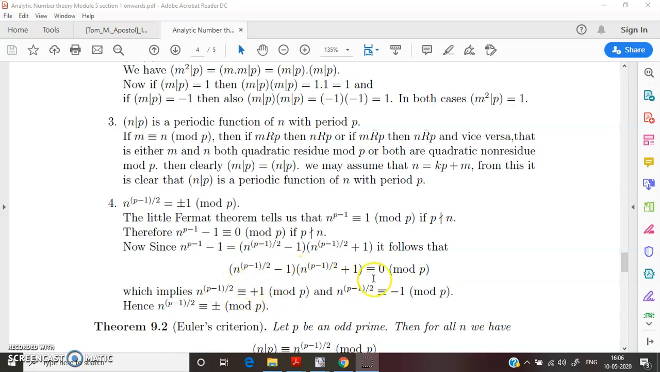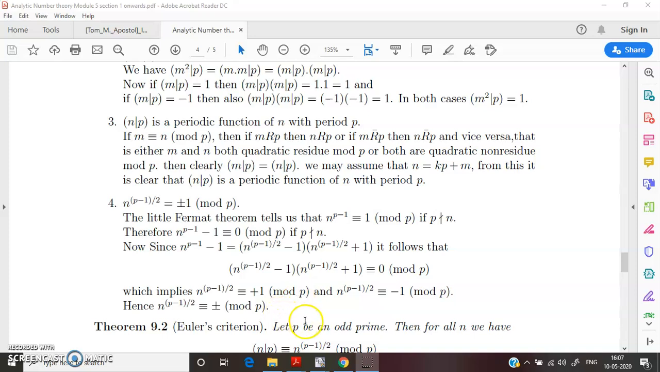So from this itself we can write that n raised to p minus 1 by 2 minus 1 is congruent to 0 mod p, or n raised to p minus 1 by 2 plus 1 is congruent to 0 mod p. That means n raised to p minus 1 by 2 is congruent to 1 mod p, or n raised to p minus 1 by 2 is congruent to minus 1 mod p. That means n raised to p minus 1 by 2 is congruent to plus or minus 1 mod p.